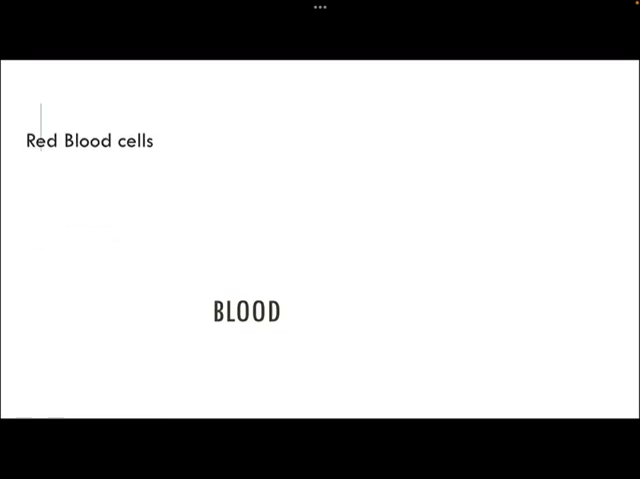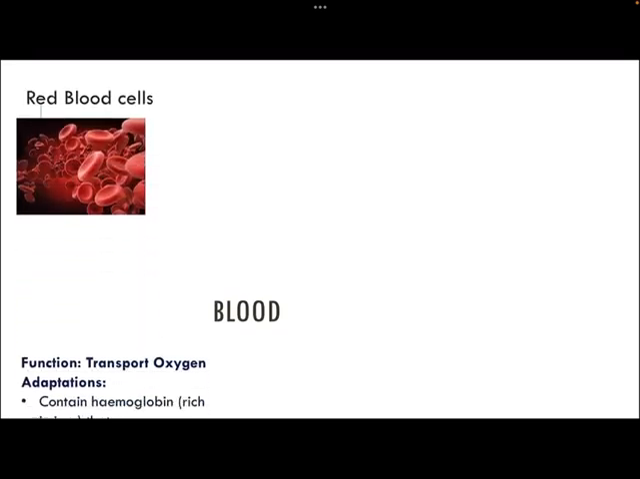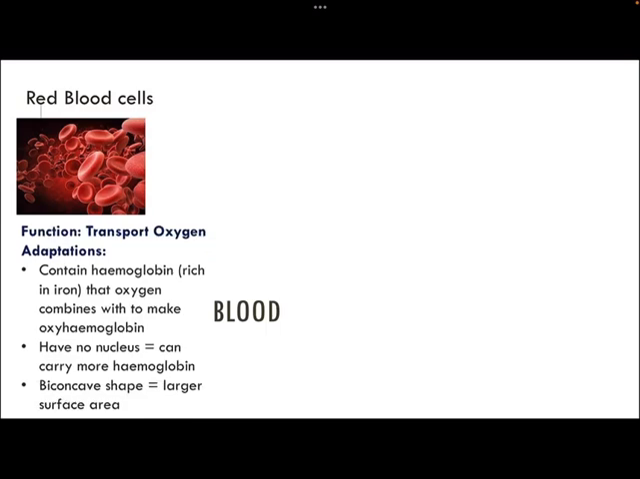The red blood cells, their function is to transport oxygen. They are adapted because they contain hemoglobin, which is rich in iron, that oxygen will combine to make oxyhemoglobin. They have no nucleus to allow them to carry more hemoglobin, and their shape is called biconcave, where it caves in on both sides, and that gives them a larger surface area.